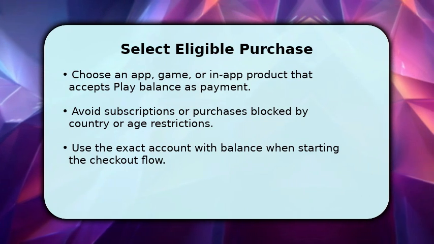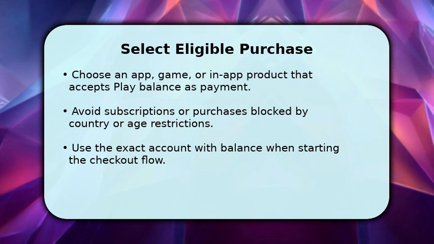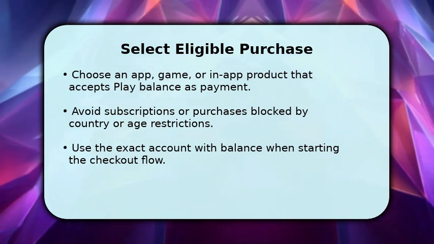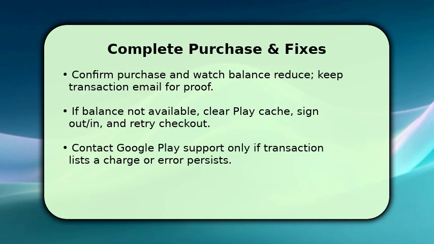During payment selection, choose Play balance. If other payment methods appear first, explicitly change to Play balance. This ensures the system debits your rewards money rather than a card. Finally, confirm the purchase and verify the Play balance decreases.